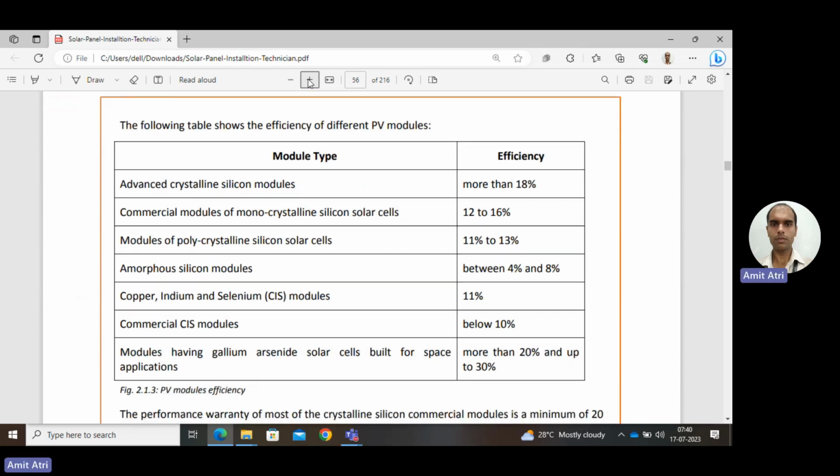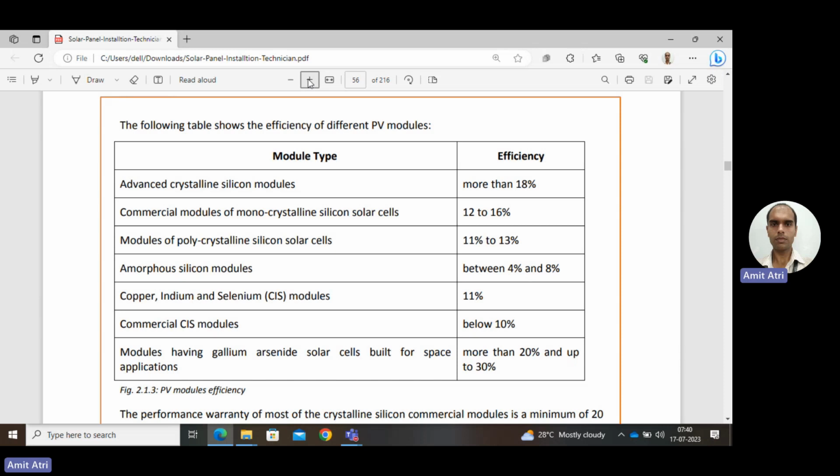Comparing the efficiency of different types of solar modules, advanced crystalline silicon modules have more efficiency, more than 18%, commercial modules of monocrystalline silicon solar cells 12 to 16%, modules of polycrystalline solar cells 11 to 13%. Means monocrystalline have a higher efficiency as compared with polycrystalline. Amorphous silicon modules are between 4 and 8%, copper indium selenium modules 11%, commercial CIS modules below 10%.